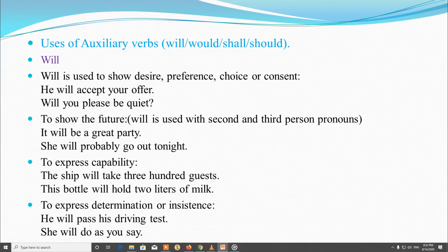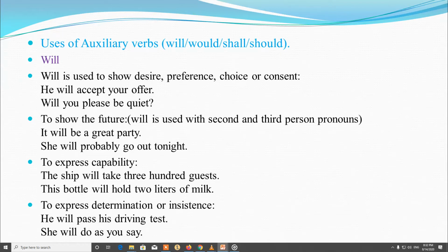It is also used to show the future, and you know very well that will is used with the second and third person pronoun. For example, it will be a great party. She will probably go out tonight. Will is also used to express capability. For example, the ship will take 300 guests and this bottle will hold 2 liters of milk.